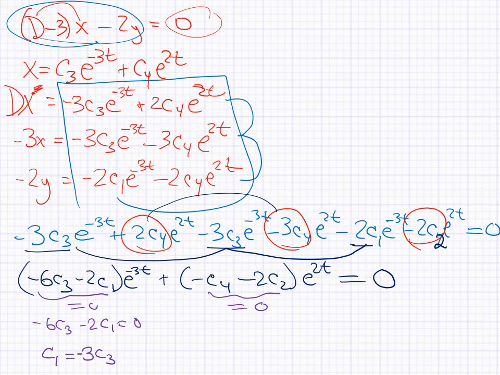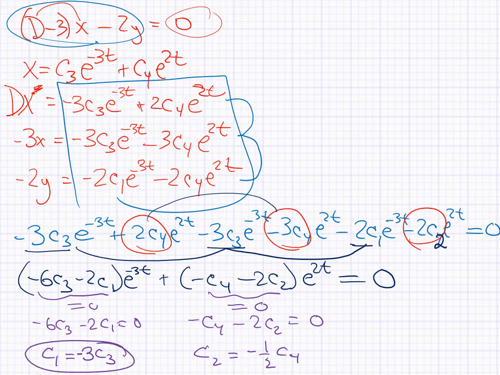And over here, negative C4 minus 2C2 has to equal 0. So let's say we solve for C2. We would get C2 equals negative 1/2 C4. So once we have that, and again, it didn't matter if I solve for C3 or C4 or C1 or C2, just solve one in terms of the other.